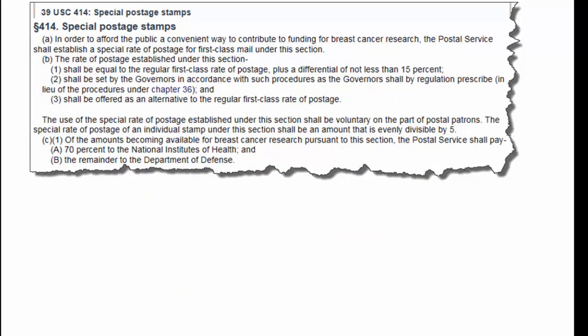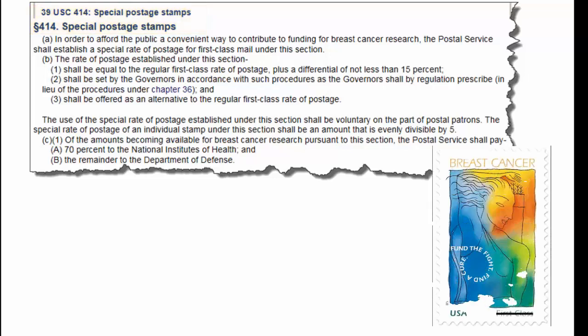One of my favorite examples is the semi-postal. This language from 39 U.S.C. 414 for special postage stamps authorizes the breast cancer stamp, which allows NIH to receive 70% of the amounts collected and to use those funds for breast cancer research.